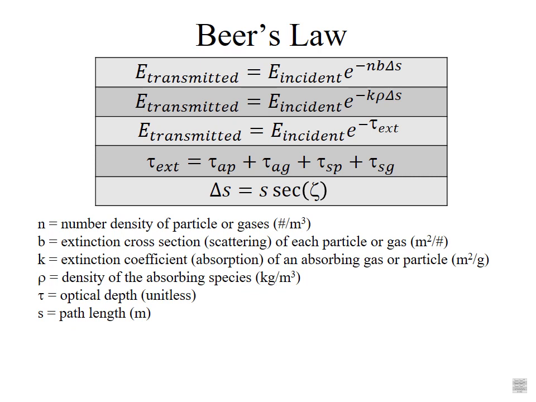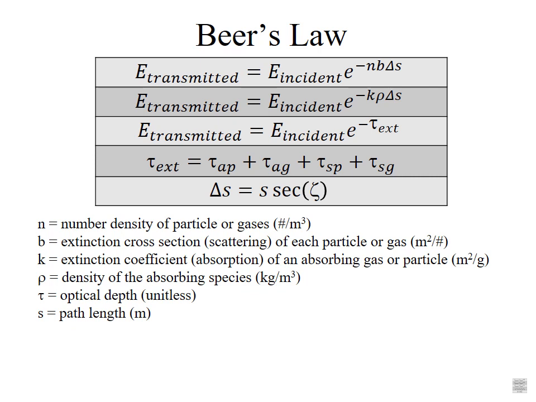So we have several different forms of Beer's law, and there's a lot of material here. The very first one is that the irradiance transmitted is equal to the incident irradiance times the exponent of minus N B delta S. Now I need to define some terms. N is the number density of particles or gases in the atmosphere, and B is the extinction cross-section of each particle or gas. So it's essentially how big it is from the perspective of incoming radiation. And delta S is the path length through the slab of atmosphere.